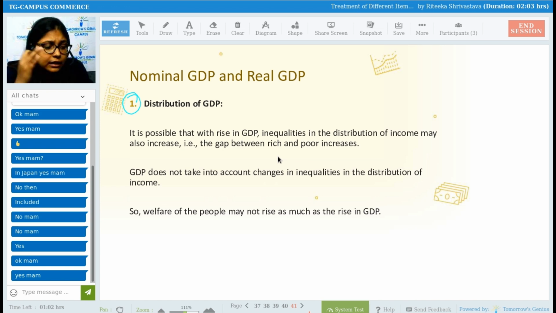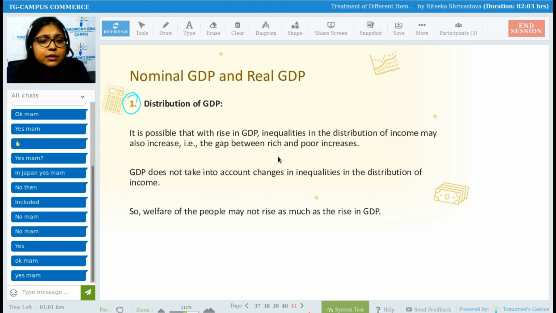Our GDP of the country, our national income or domestic income, is very high, very good as compared to other countries, as compared to other nations. But the income which our country is receiving, is that income reachable to each and every individual living in the country, living in the economy?